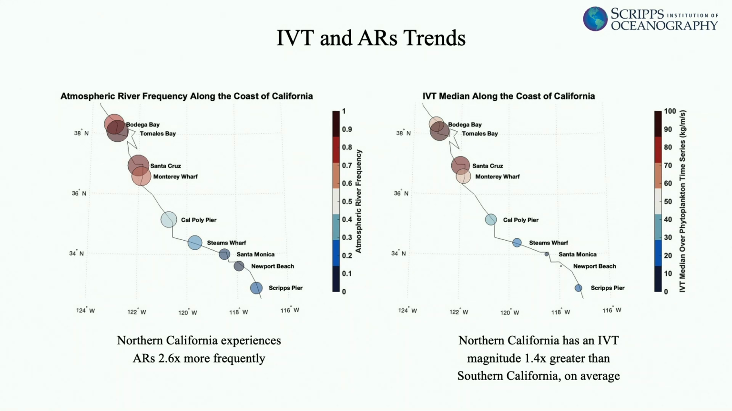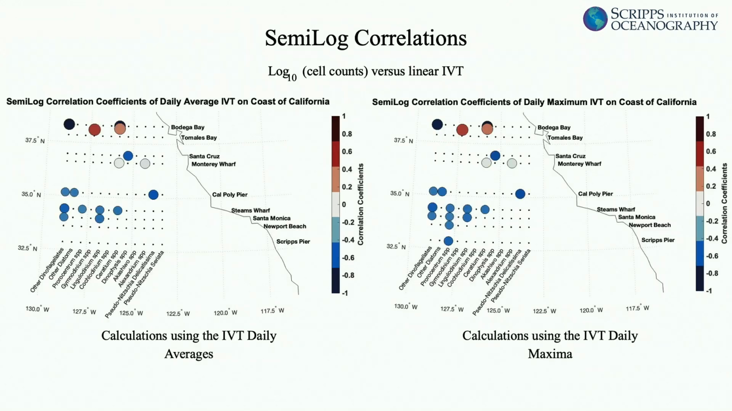And also, for the purpose of my study, I considered everything at Monterey Wharf and northward as Northern California, and everything at Cal Poly Pier and southward as Southern California. And so these results found that Northern California experiences atmospheric rivers 2.6 times more often than Southern California. And Northern California also has an IVT on average of 1.4 times greater than Southern California.